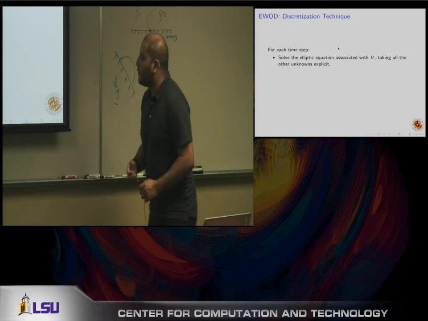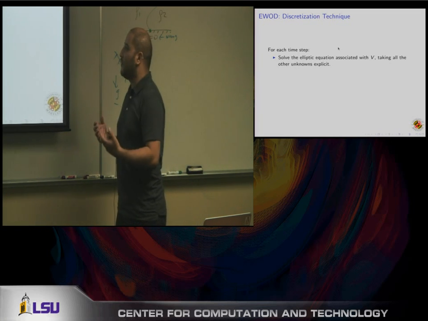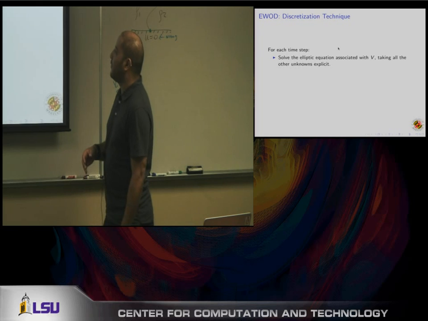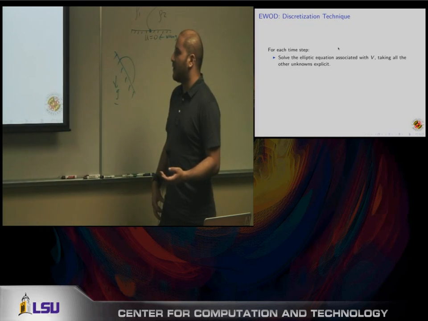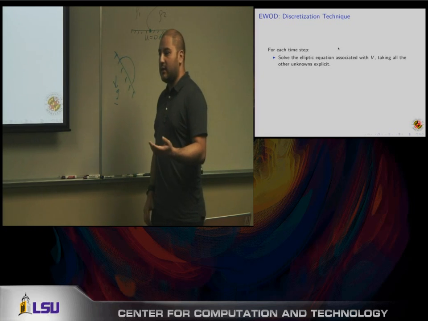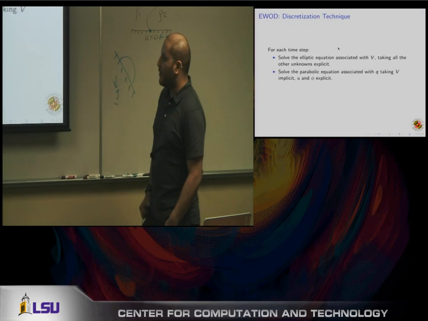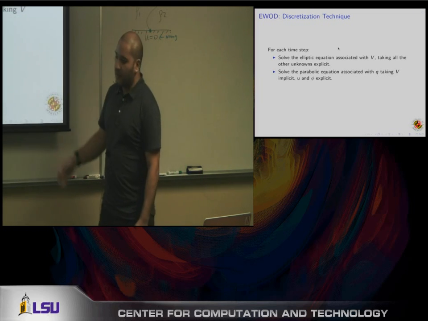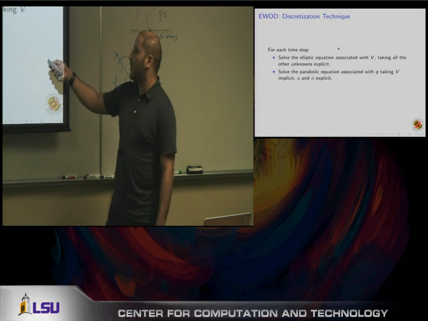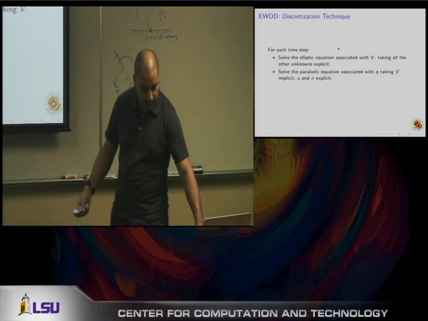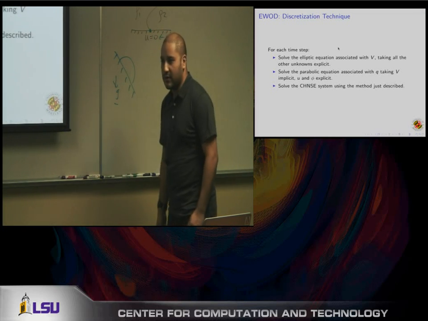So what we do is we take the information that we know and we take everything that we do not know explicitly. Basically, we solve the elliptic equation associated with the voltage, taking everything else in the problem explicitly. Then we solve the equation for the charge, taking everything that we do not know, namely the velocity and the phase field, explicitly, and the voltage that we just computed. And then we solve Cahn-Hilliard Navier-Stokes using the technique that we just described.